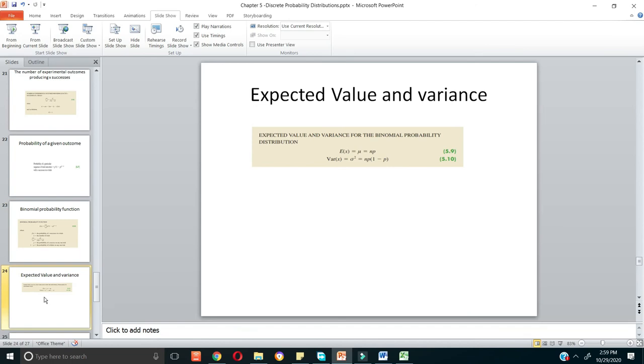Then when it comes to the expected value, it is pretty straightforward. This is the mean of a binomial distribution: basically the number of trials times the probability of a success, right? And then the variance is given by this formula. You can actually work it out if you're really inclined. If you're interested in the actual math, you can derive this value.